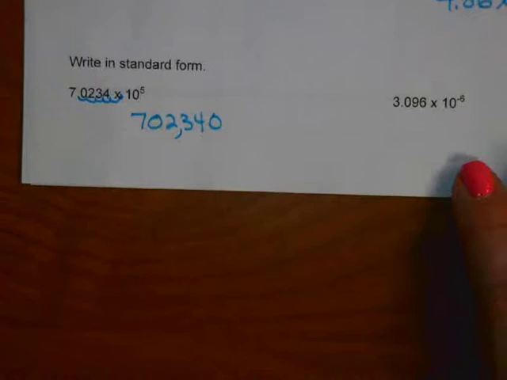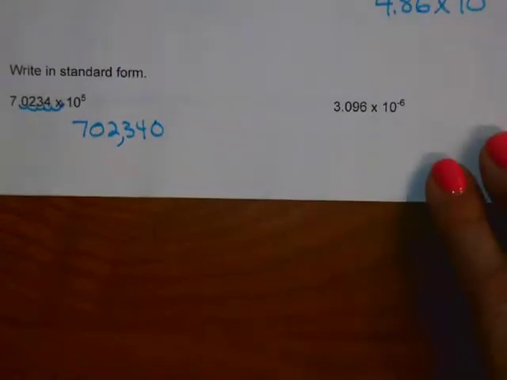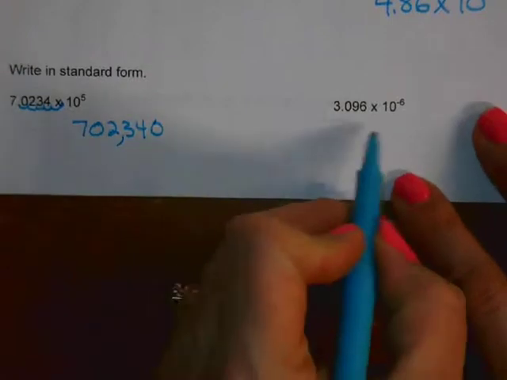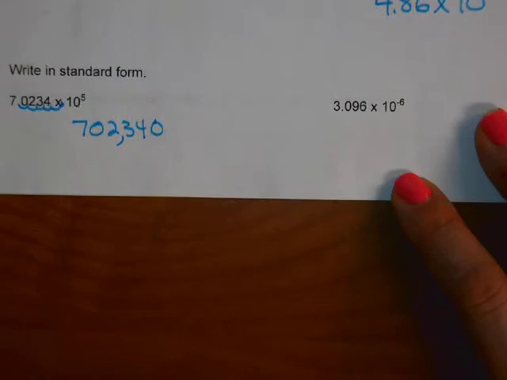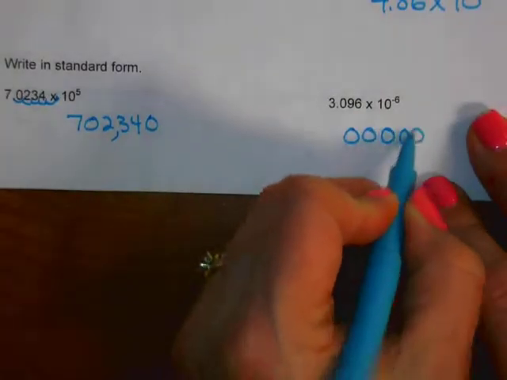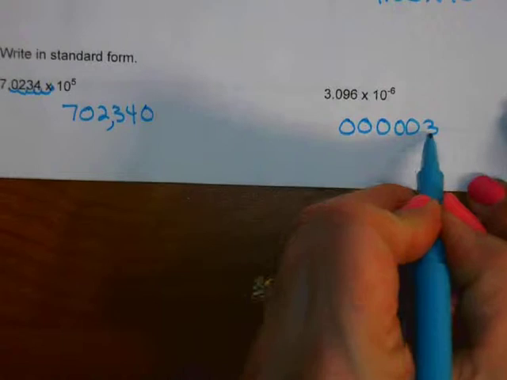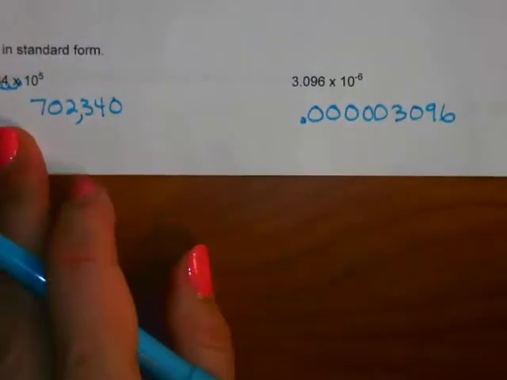All right, 3.096 times 10 to the -6. So which way do I have to move it? How many places? Okay, let's just stop and think. If I have to move it 6 places to the left, how many zeros are going to be before that 3? 5, correct. 1, 2, 3, 4, 5. Then 3, 0, 9, 6, and put the decimal there. And that's it.